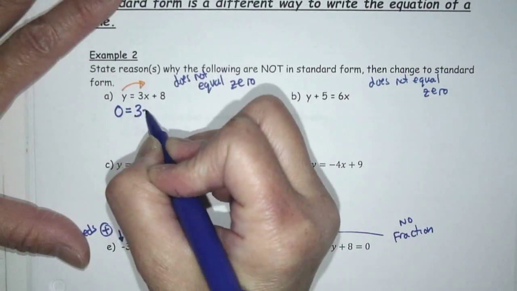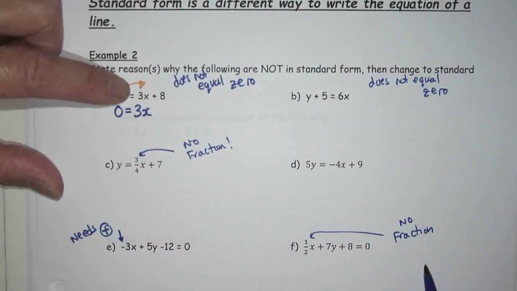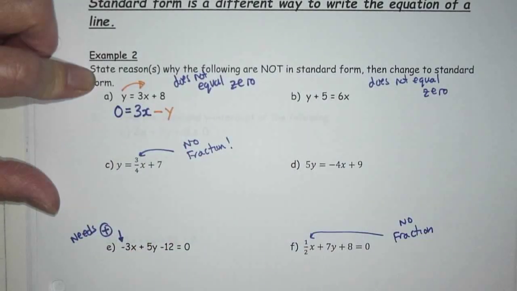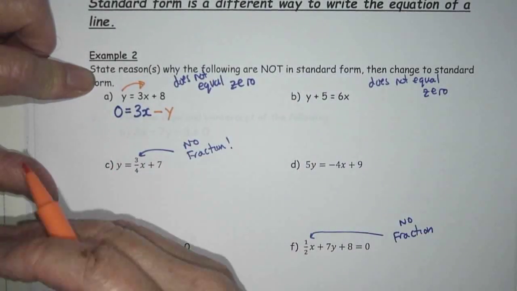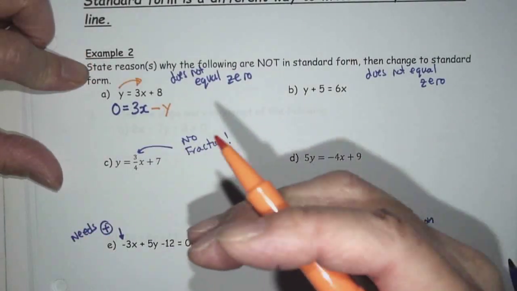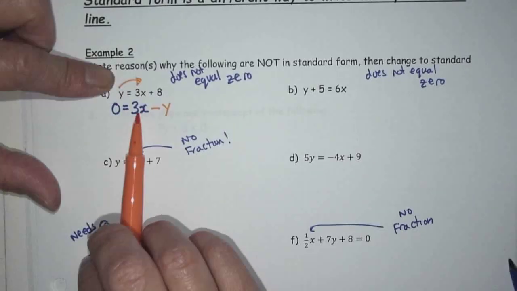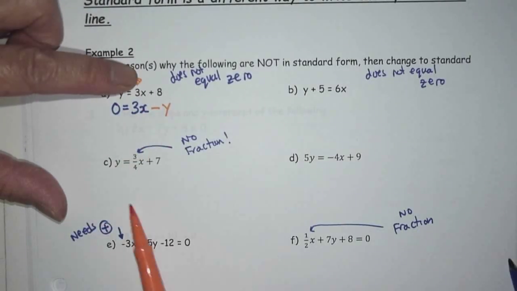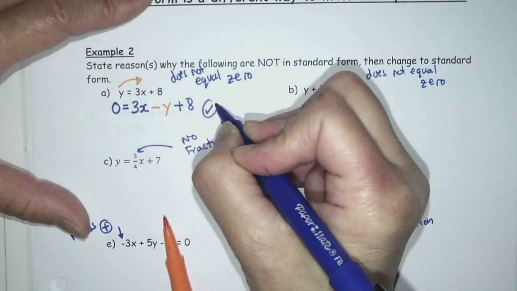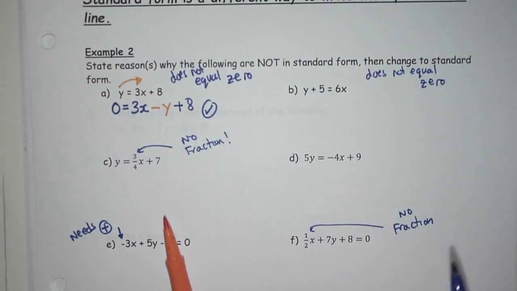So leave the 3x here. The y is going to hop over, become minus y. I'm going to put it in the middle. It's like you're ordering, if you kind of take a picture and you're going, okay, I want from shortest to tallest or tallest to shortest. I want the first alpha x, then I want the y. You can leave the 8 here, and that's fine. That's beautiful. So it's x, y, number equals 0.